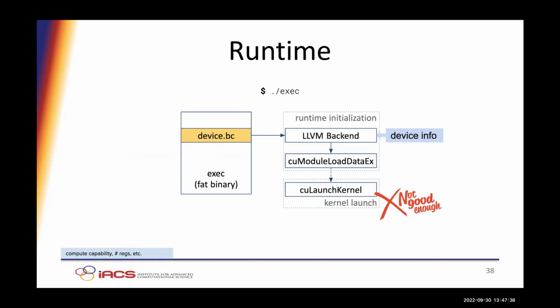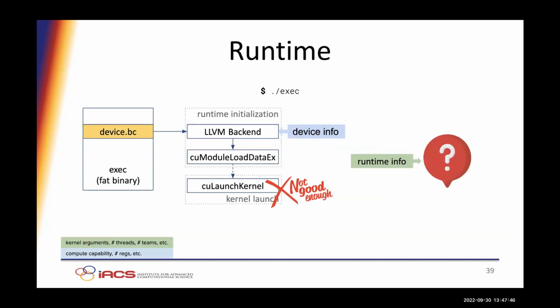Now that we are done with our implementation, let's move to evaluation. Well, actually, no, it's not good enough. As we mentioned, we also have the runtime information when we launch a kernel, such as all the kernel arguments and whether the user specifies the number of teams and so on. They can help optimize the code further.